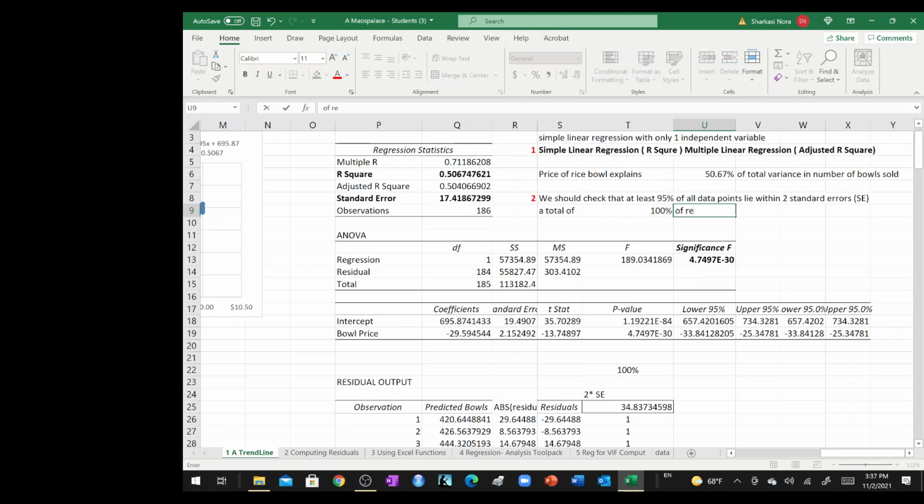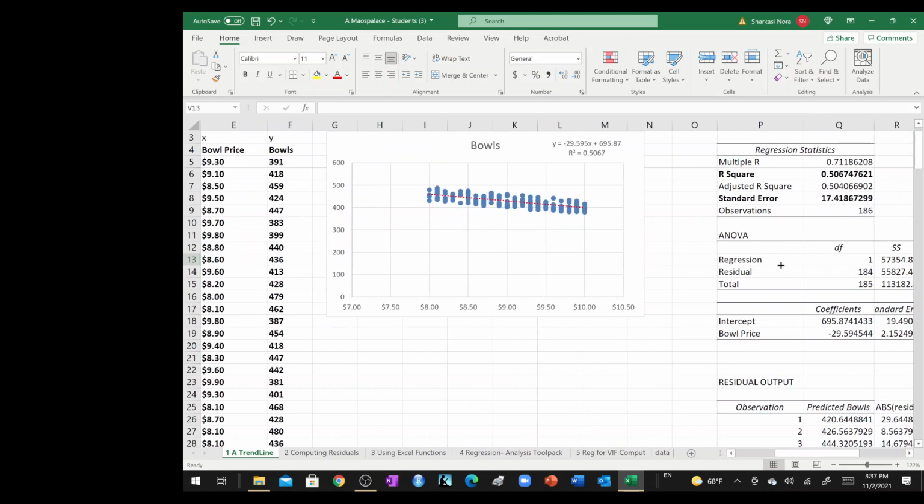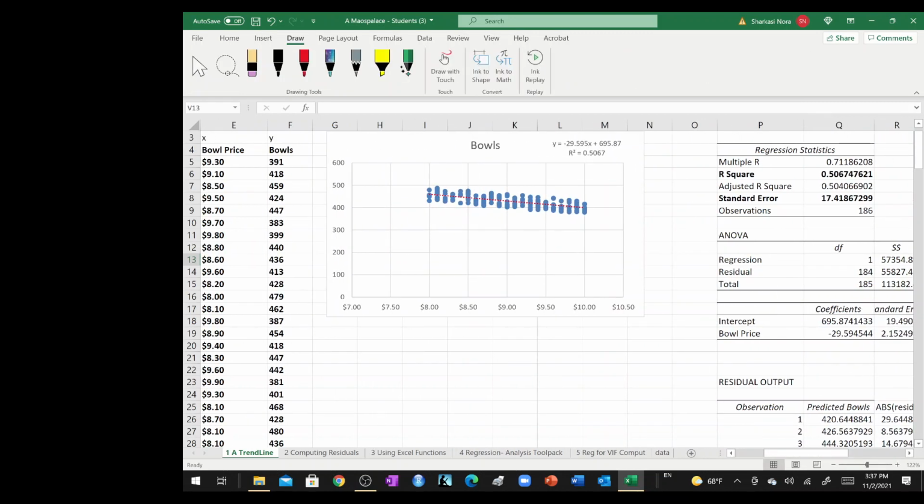of residuals lie within two standard errors. So we have no outliers. There are no outliers in the data set. What is an outlier? An outlier is a data point in the data set that is distant, far away from other points in the data.